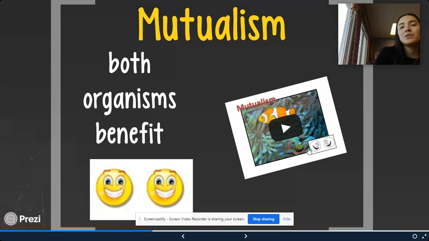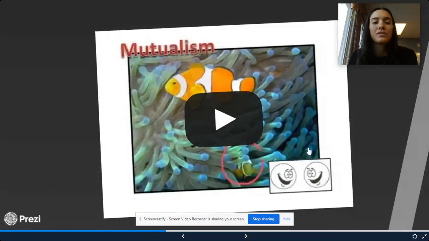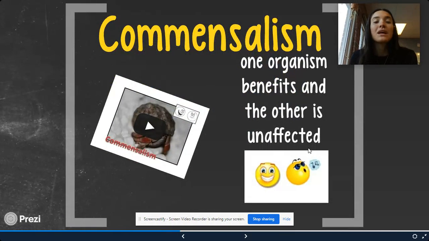So we have mutualism. That means that both organisms benefit. That means both are getting something out of the relationship. We have commensalism. That means one organism benefits, so one is getting something out of the relationship, but the other is unaffected. So it's not harming the other one, it's just unaffected.